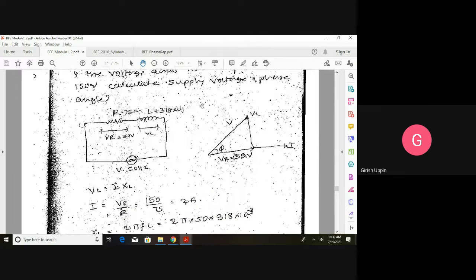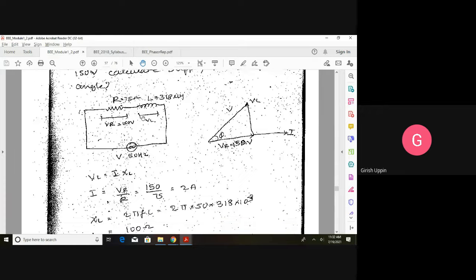If we draw the phasor diagram, VR and I are in phase, and this is VL. This is the applied voltage. Now from this, the current lags the voltage by an angle phi. Now in this particular diagram, the R value is given, VR is given.